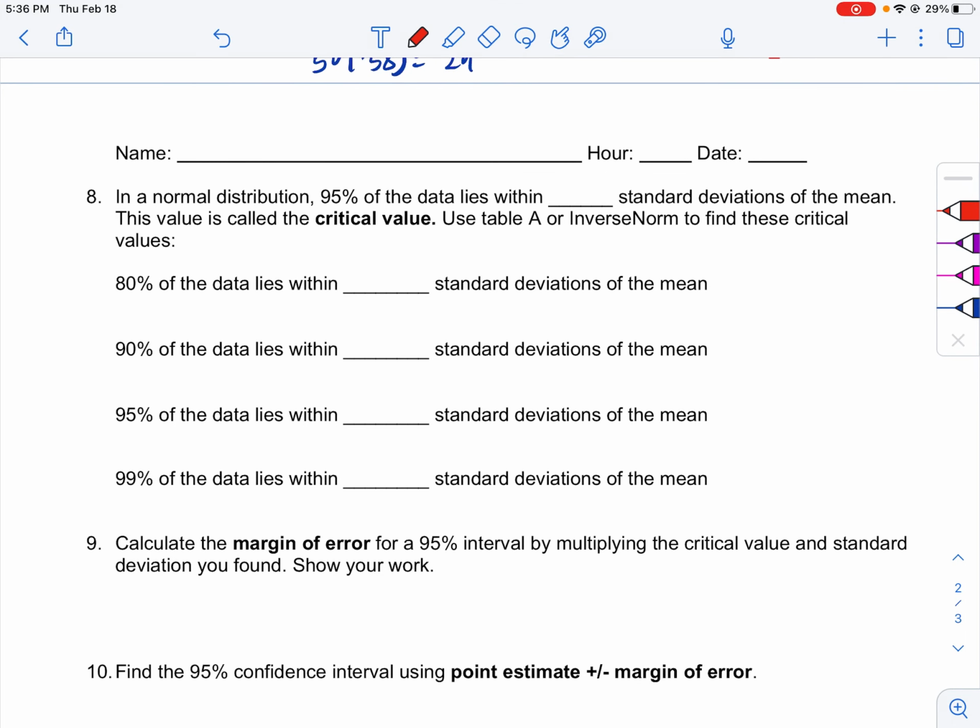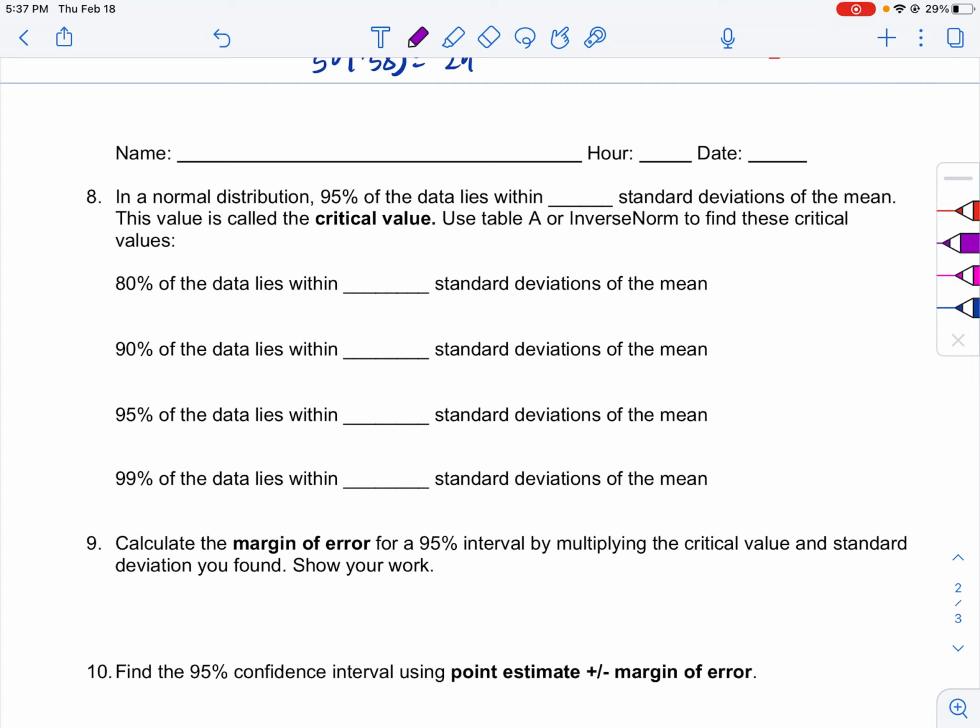Moving on. In a normal distribution, 95% of the data lies within, do you guys remember this? Do you guys remember 68% lies within 1 standard deviation from the mean? And then we have 95% lies 2 standard deviations above and below the mean. And then we have 99.7% lies within 3 standard deviations below and above the mean. So that is what we call the empirical rule.